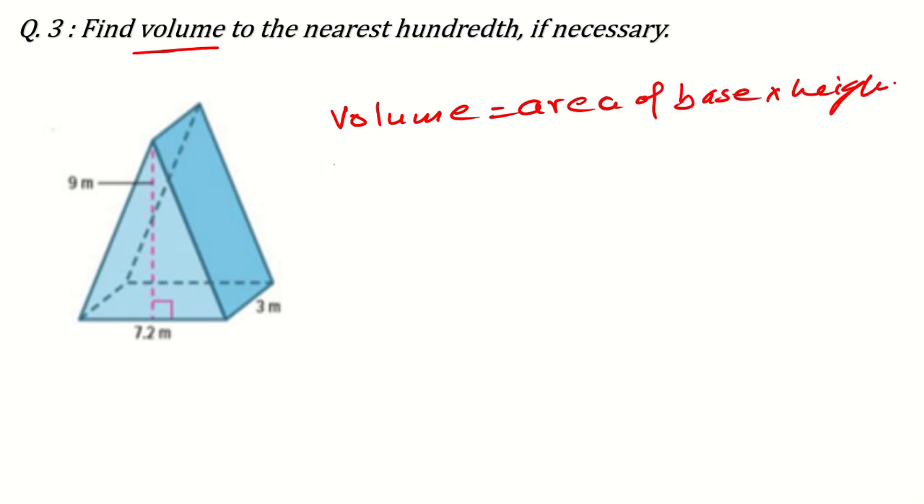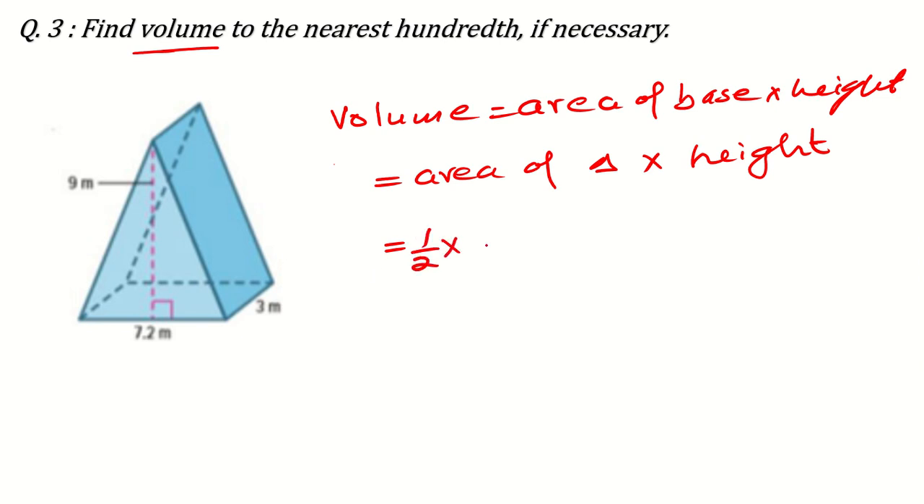So this is area of base, means area of triangle multiply by height. So what will be the area of triangle? Do you remember the formula? Pause the video and write the answer in the comment. Area of triangle, this is half times base times height. This is the base of the triangle and this is height of the triangle.